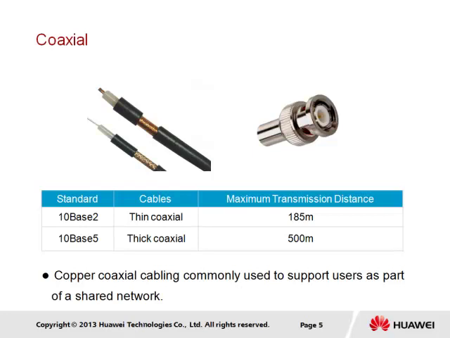We can see here that 10-base-2 represents a transmission distance of approximately 185 meters, while 10-base-5 represents a distance of around 500 meters before attenuation causes signal degradation. Connector types include the BNC connector for 10-base-2, and we can see an example of that here, as well as the N-type connector that is used for 10-base-5. With transmission capability of 10 megabits per second, its use in today's networks is generally limited.